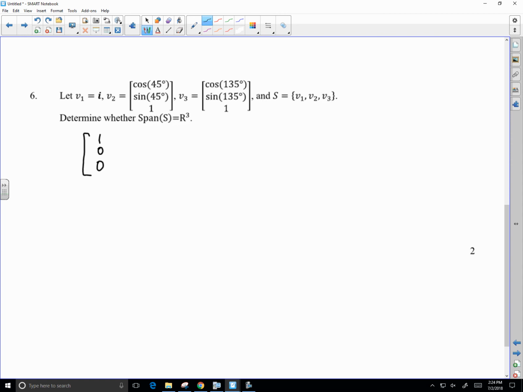The vector 2, cosine and sine of 45, we talked about this, is rad 2 over 2, negative rad 2 over 2, positive rad 2 over 2, 1.